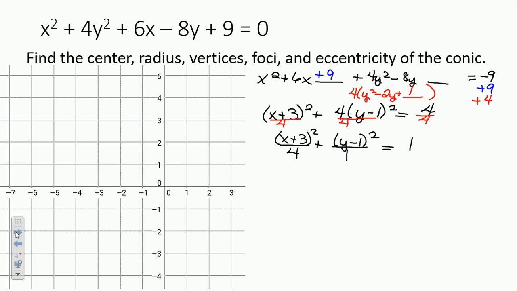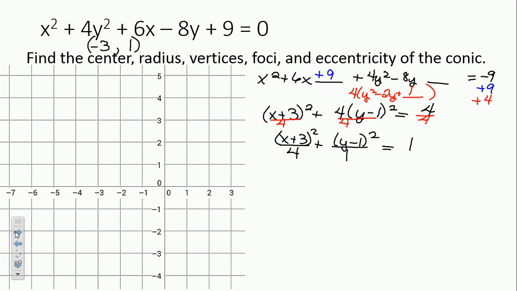So the first thing they asked us for was what's the center? Negative 3, 1. Good. Just like we did with our vertex in the parabolas yesterday, the sign is going to change. This 3 comes from here. So our h and k.